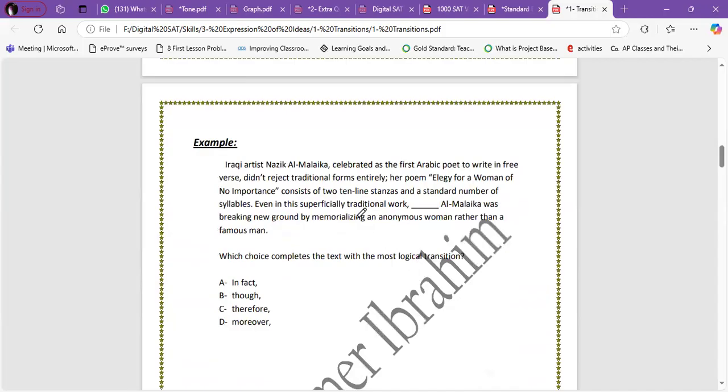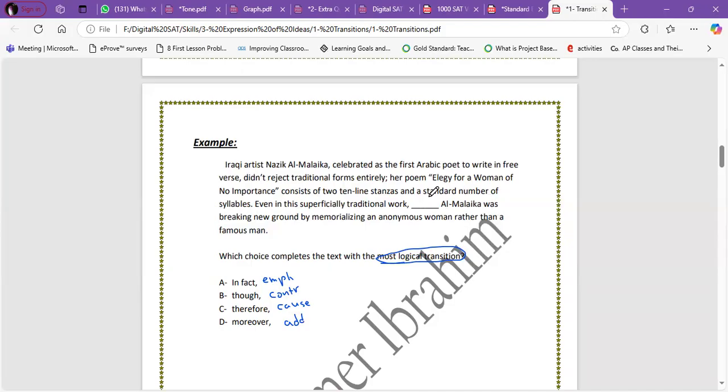As you can find, here we have a transition. How do I know the question is about transition? He said, which choice completes the text with the most logical transition. It asks you directly that he wants the transition. What is the first thing you're going to do to solve a question like that? You have to categorize each one of these to tell me what the function is. Like, if we're going to say in fact, actually, in fact, I can put it in emphasizing. Though, contradiction or disagreement. Therefore, cause and effect. Moreover, addition. So now I know the function of each one.